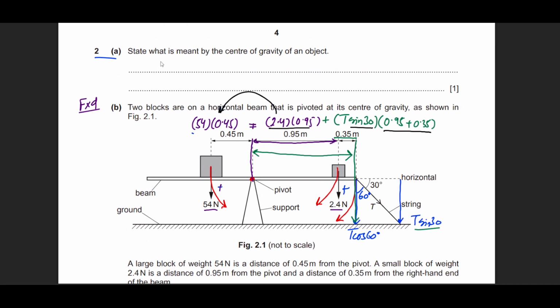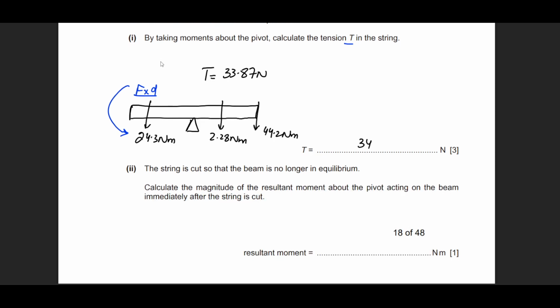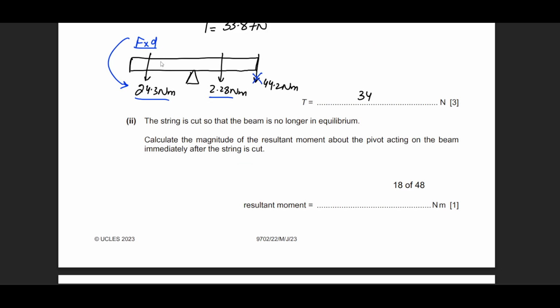We have multiplied everyone's F into D separately and calculated these answers. Basically, these have been calculated independently, separately. Again for this last part, he says the string has been cut. So the only thing trying to hold back this moment is 2.28. So the resultant moment will be 24.3 minus 2.28 because it is going to go clockwise. This is anti-clockwise. So in this tussle, the dominance is going to be for 24.3. We are left with 22 newton meters.